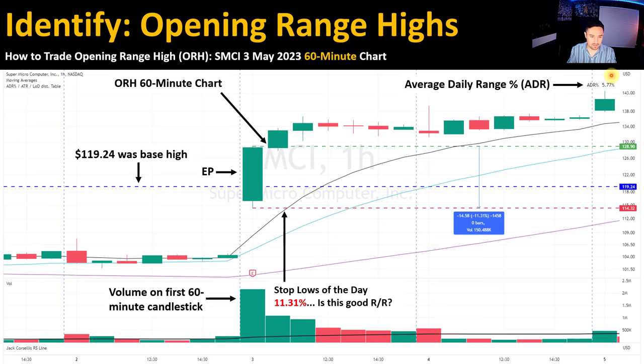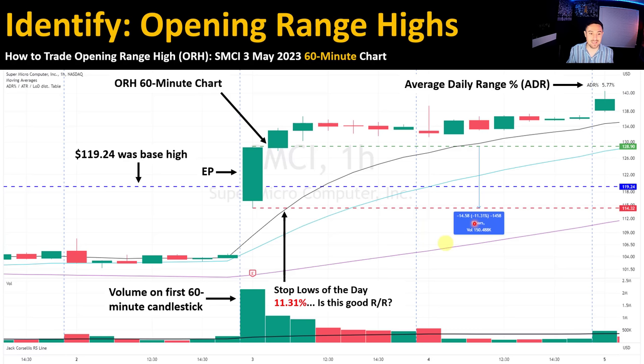Next one here. Now we're on to the 60 minute time frame. Okay. First 1 hour candlestick, is it a good candlestick? Yes, it is. Why? Gap up, powerful candlestick. Look at the volume coming through. Highs of that bar is 128.90. Lows of the day, 114.32. So the stop loss to go lows of the day would be 11.31%.